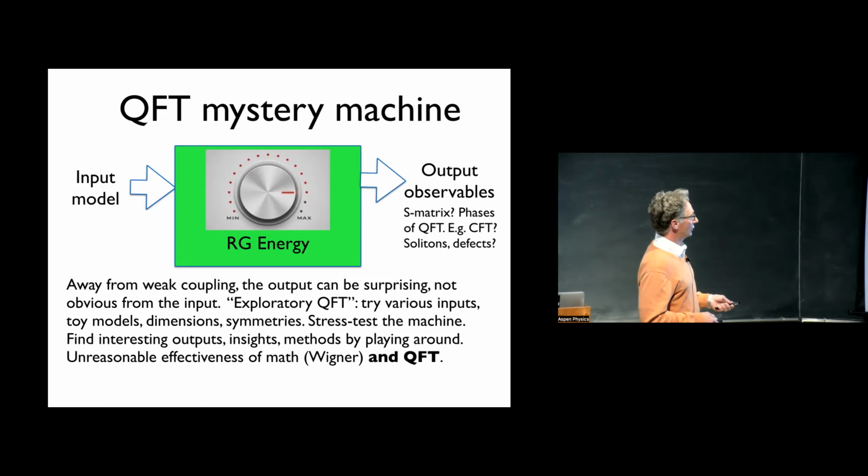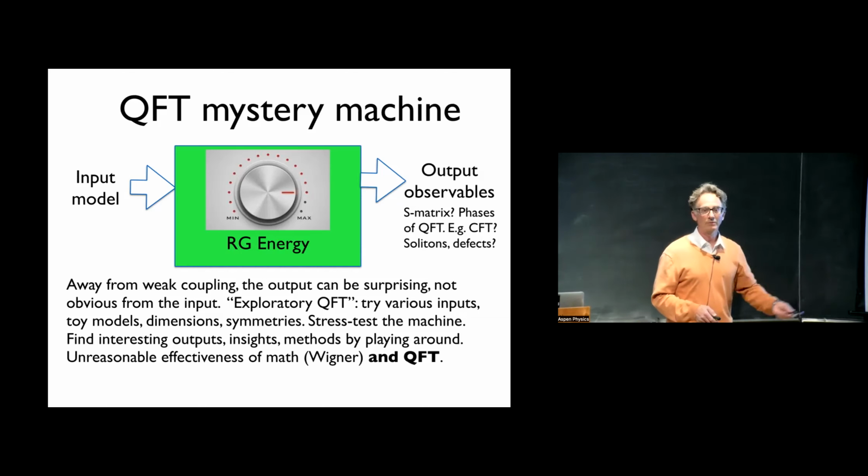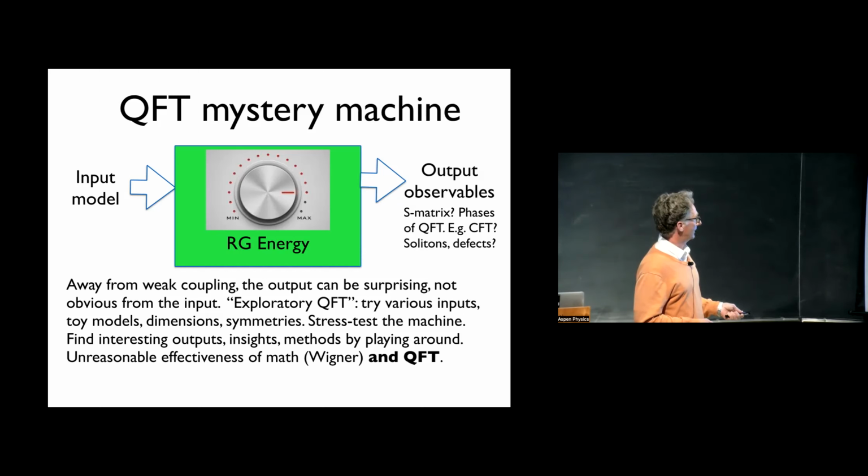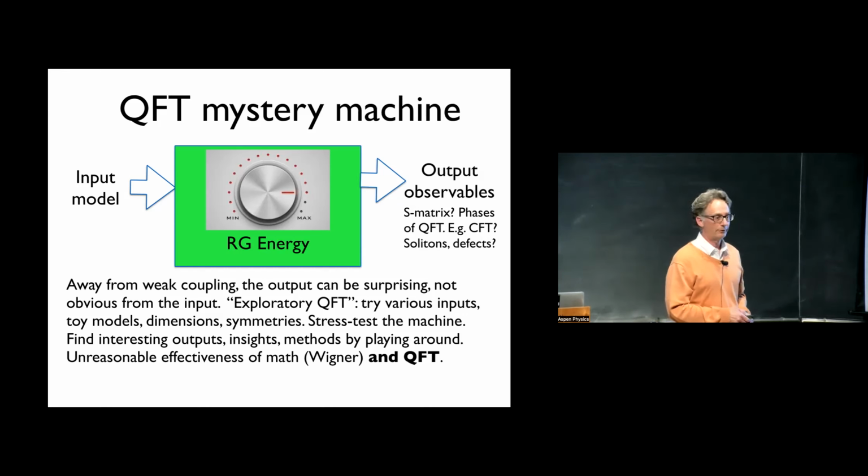This is some justification for what I'd like to call exploratory quantum field theory, where we could try out various different inputs, toy models, dimensions, and symmetries, and stress test the machine and then see what comes out. So we can find interesting outputs and insights and methods by this kind of playing around. And often these things that start off as toy models end up being very useful for something practical in the real world. So this is kind of like Wigner's unreasonable effectiveness of mathematics, but it also applies to quantum field theory.